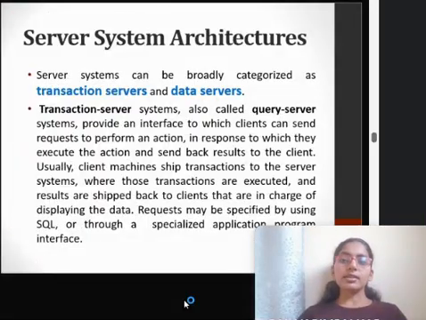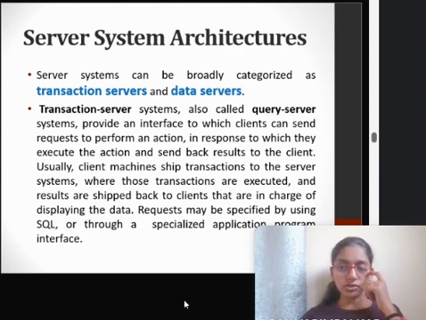The next is server system architecture. Server systems can be broadly categorized as transaction servers and data servers. Transaction server systems, also called query server systems, provide an interface to which clients can send requests to perform an action, in response to which they execute the action and send back results to the client. Usually, client machines ship transactions to the server system where those transactions are executed, and results are shipped back to the clients that are in charge of displaying the data. Requests may be specified by using SQL or through a specialized application program interface.